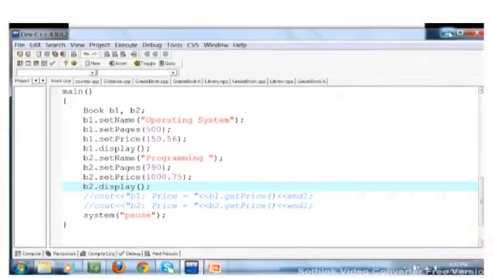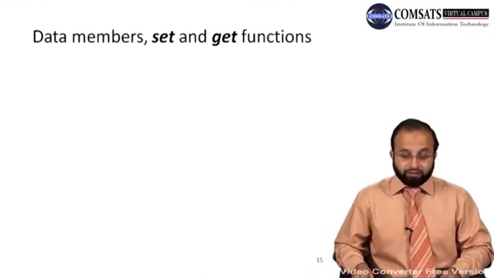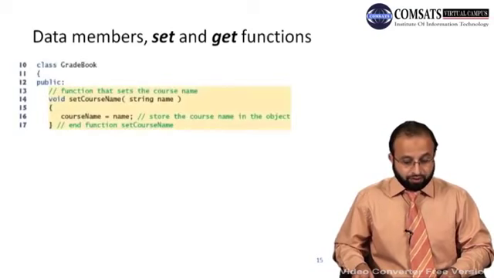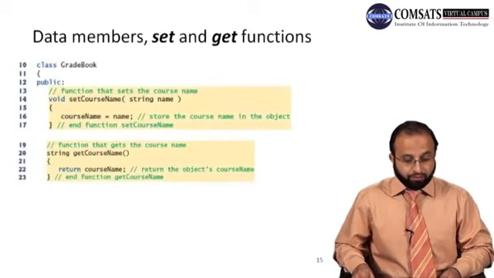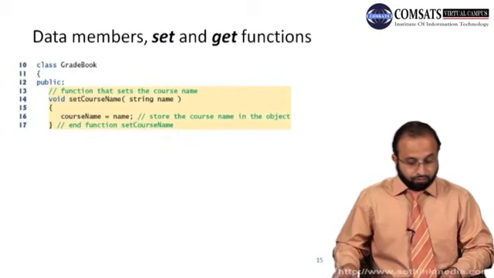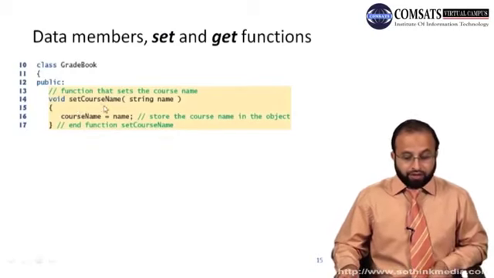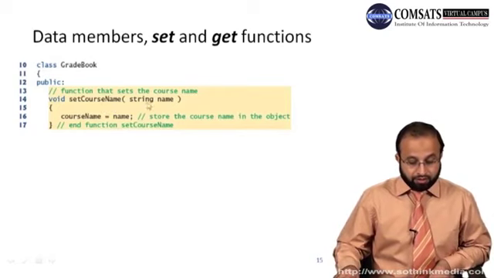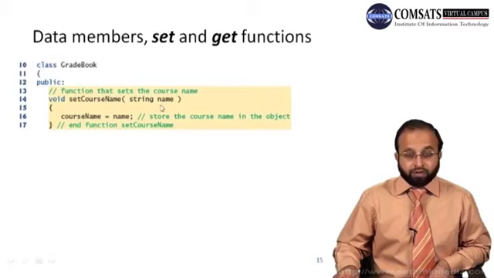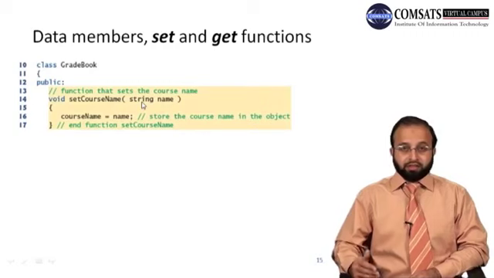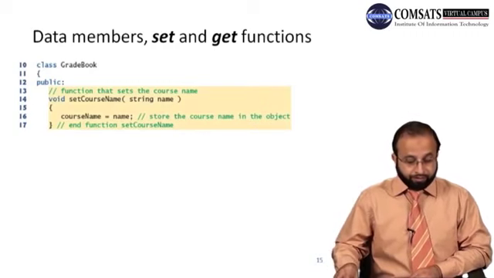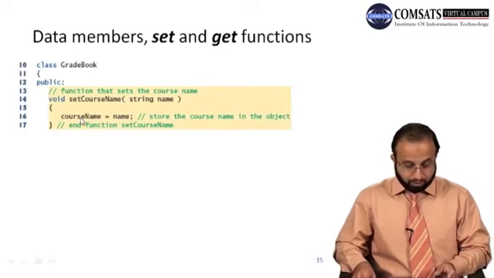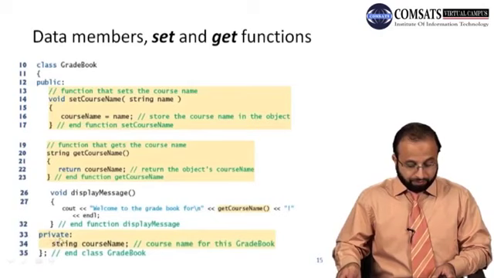Okay, let's go to the slide. Data member set and get function. Now you have the idea of getter and setter function. So this is our grad book class. Another example: we have a function set course name. Now this function, you're passing an object of type string to that function, right? And what is the string? String class is provided by the standard C++ library, and then you are assigning this string value to the course name. And what is the course name? Course name is actually the private data member of this class whose type is string.